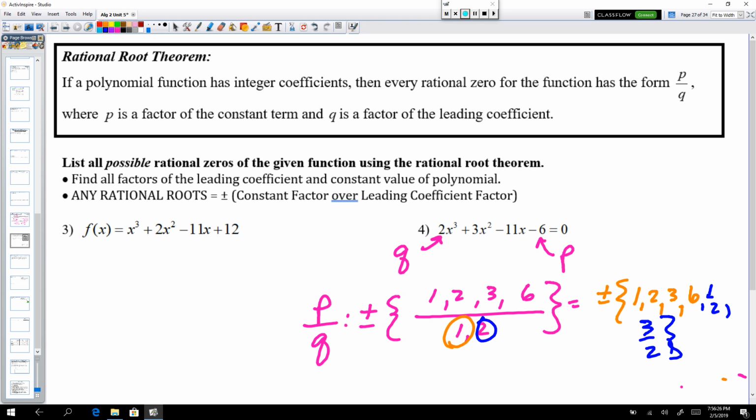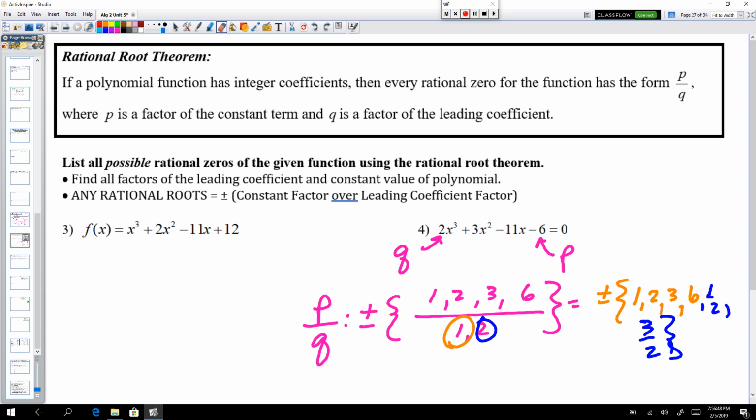So those are all the possible rational roots that I could possibly have as roots to this particular polynomial. I'm not saying these are all the roots. I'm not saying these are all the rational roots. I'm saying these are all the possible rational roots. So if this thing has any rational roots, it's going to be something on this list. 1, positive 1, negative 1, positive 2, negative 2, positive 3, negative 3, and so forth. Okay? And 1/2 and 3/2 are additionally on that list.